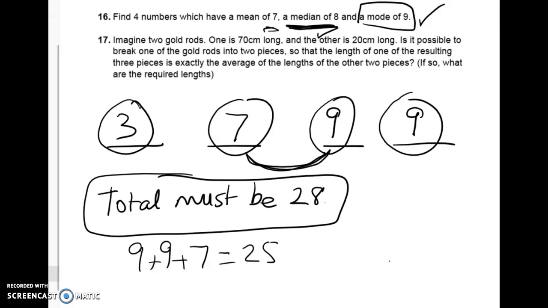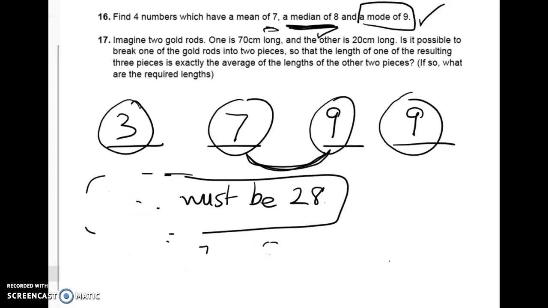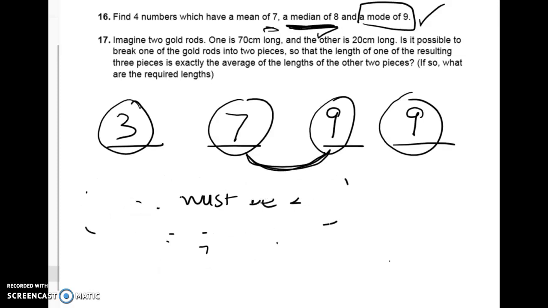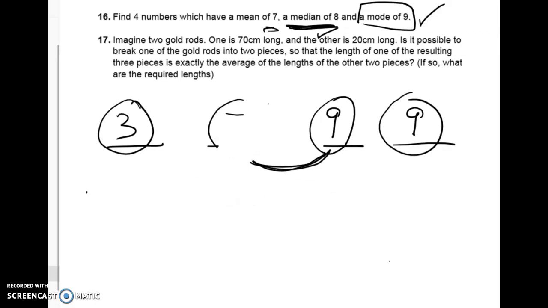But you should see pretty quickly that with those 3 constraints, it's not possible to have any other 4 numbers that are going to work. If we had, let's suppose we tried having 3 number 9s, well then we don't have a median of 8, right? So that number can't be 9.